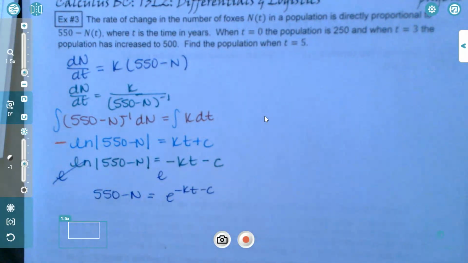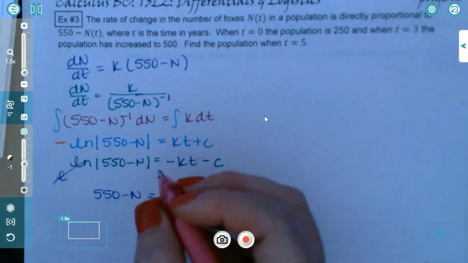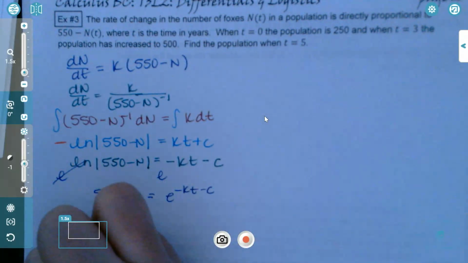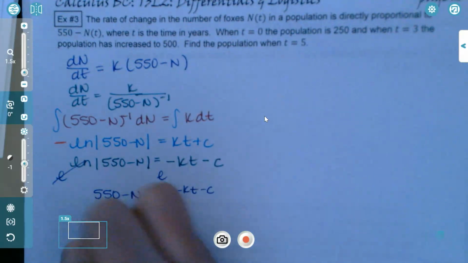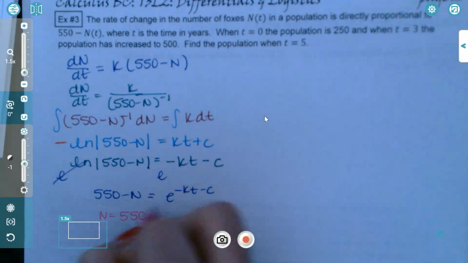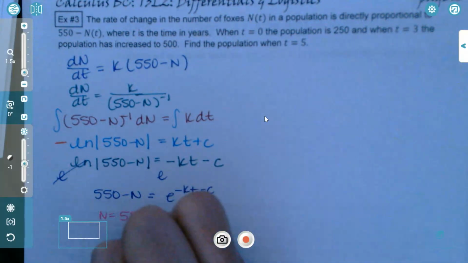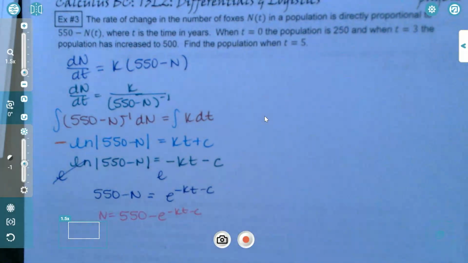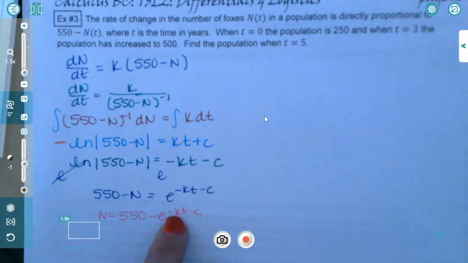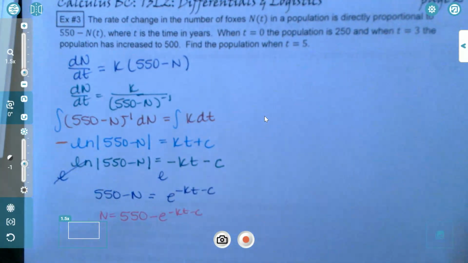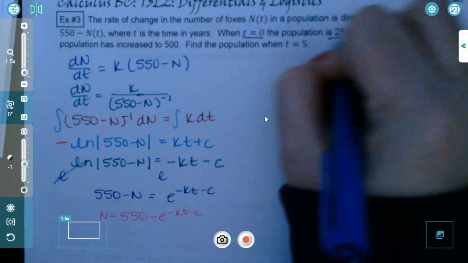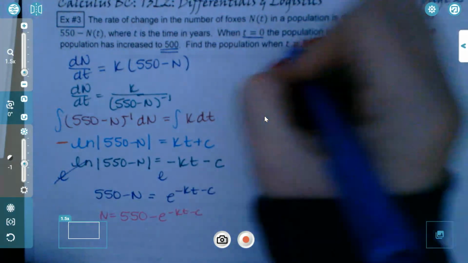All right, solve for n here, and we're going to get that n is going to equal 550. So basically, I'm going to move this n over here and this e over here, minus e to the negative kt minus c. All right, so I'm still stuck. I don't know k, t, c, n. There's all this that I'm still working with. Okay, so now we're going to go and see. We did get some information, 0 and 250, 3 and 500. And we're going to use that information to try to find our c.